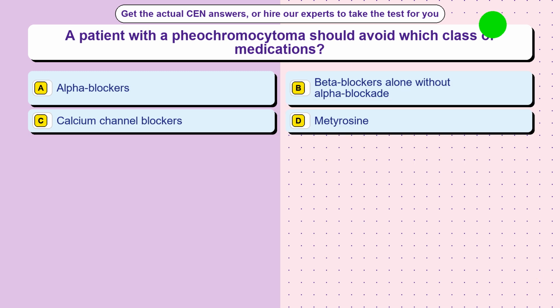Question 95. A patient with a pheochromocytoma should avoid which class of medications? Option A, alpha blockers. Option B, beta blockers alone without alpha blockade. Option C, calcium channel blockers. Option D, metyrosine.